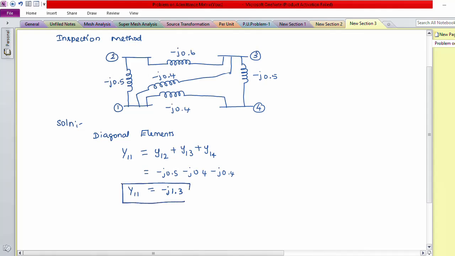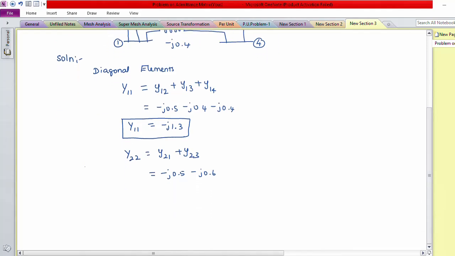Similarly, we have to calculate y22. The lines connected at bus number 2: there are 2 lines connected, that is y21 plus y23. The admittance values are minus j 0.5 and minus j 0.6. If you add these elements, we will get y22 equal to minus j 1.1.